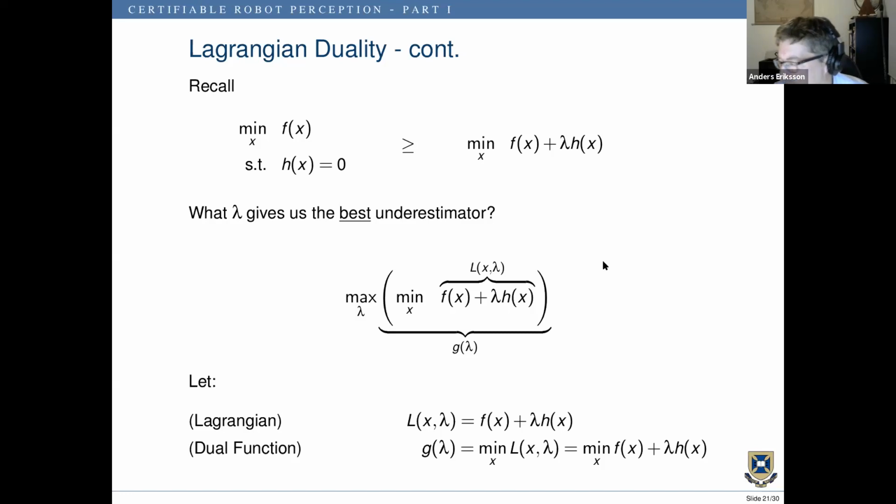Now, some of the terms in this expression are so common that they've been given names. The first part, f of x plus lambda h of x, is normally denoted by L, and it's also called the Lagrangian or the Lagrangian function. The minimization with respect to x of the Lagrangian function is called the dual function, denoted g of lambda. Again, this is a function of lambda now.